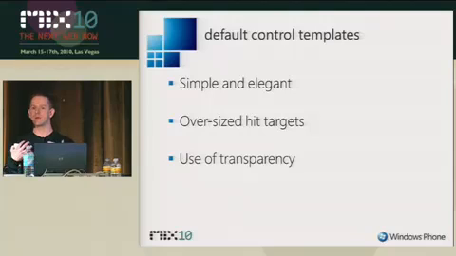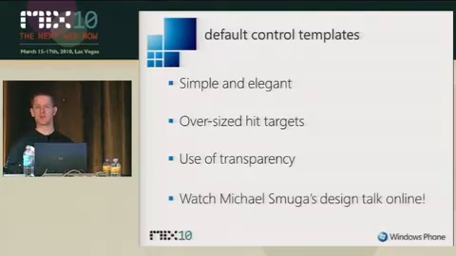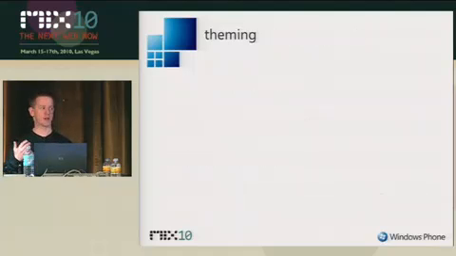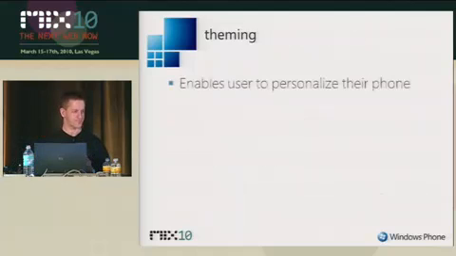And so in order for the content to show through in your application, the default controls actually use a lot of transparency, so that more of the content can show through and less of the Chrome. And then finally, if you didn't catch the talk that Chad and Michael gave yesterday, I recommend you look at it online because they go into a lot of detail about the motivation behind the design and how you can use design in your application.